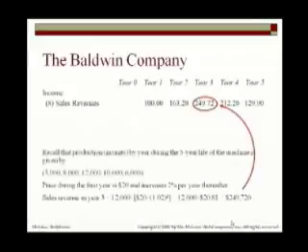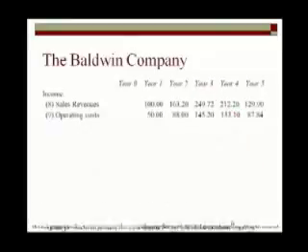Let's look at the third year. In the third year, the price of the product we're selling has gone up by 2% a year, and we're going to sell 12,000 units. So 12,000 times 20.81 gives us $249,720 of revenue in year 3.